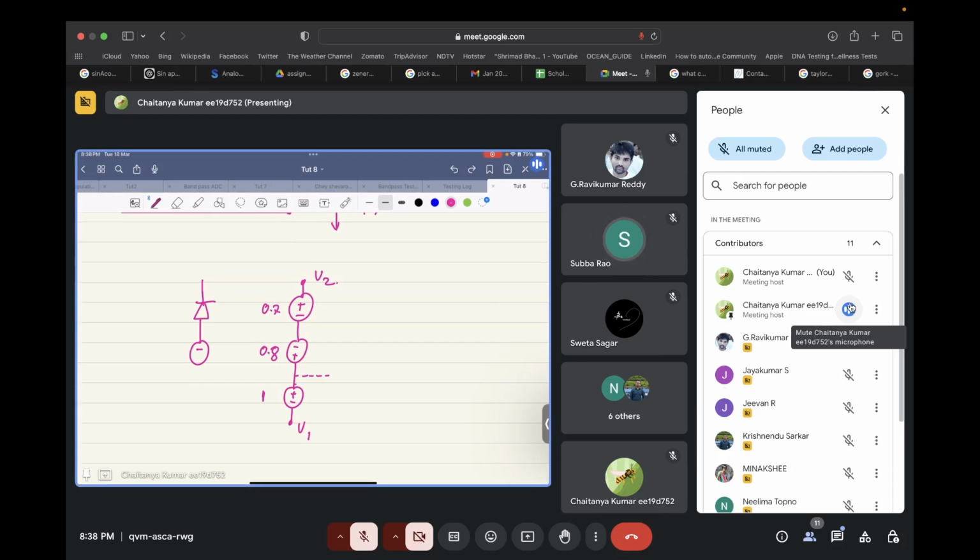Okay, so whenever you go from negative to positive, you always add the voltage. So this will be V1 plus 1 volt. This will be V1 plus 1, and now the polarity has changed, so minus 0.8 volt. And finally, our V2 will be equal to, there will be another plus 0.7 volt, right? So this is how you will apply KVL. Correct?